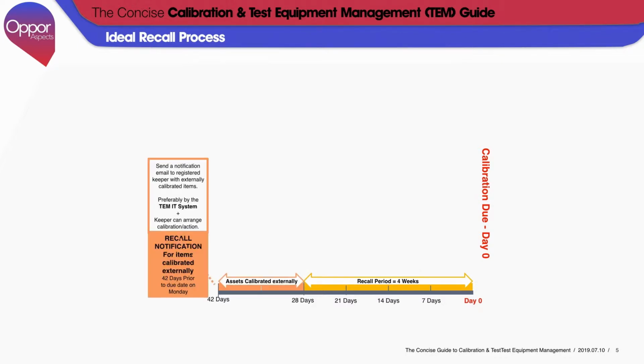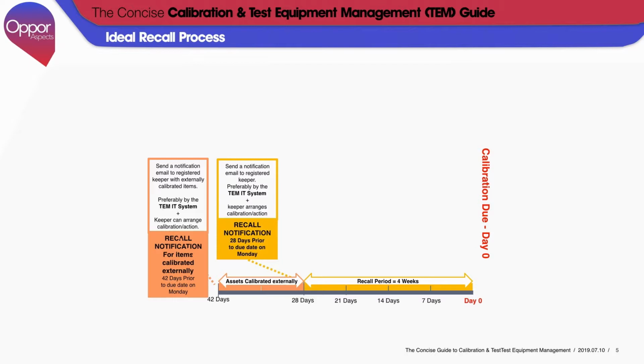Now, the funny orange coloured periods prior to the 28 days are set aside for items that are calibrated externally, or by an external calibrator, which means they're not going to be brought to an on-site calibration lab. The on-site metrology doesn't do it. Things have to be arranged by the registered keeper, and ideally a notification is sent out prior to the actual item needing to be calibrated, 42 days prior to the due date, usually on a Monday.